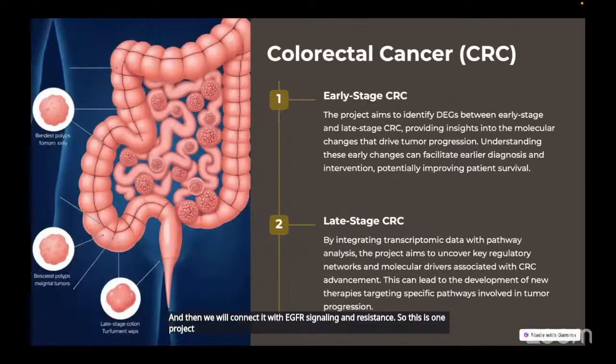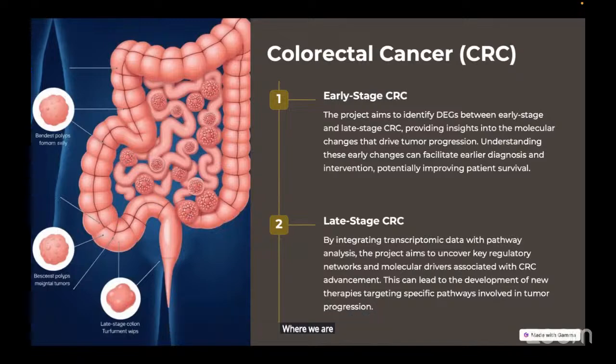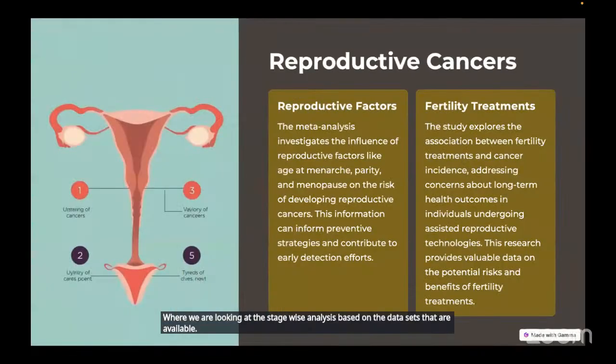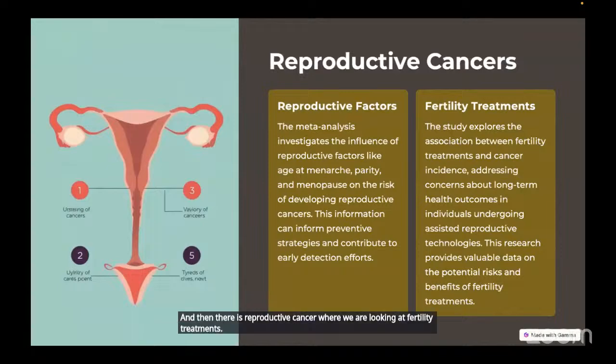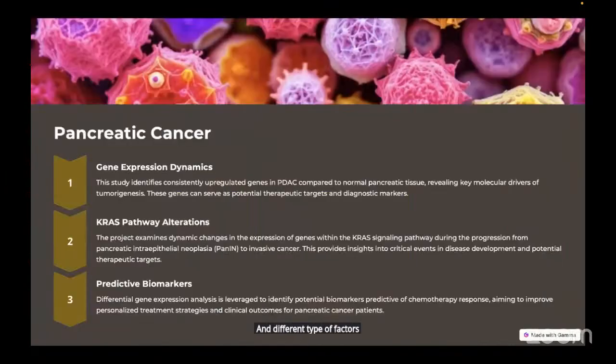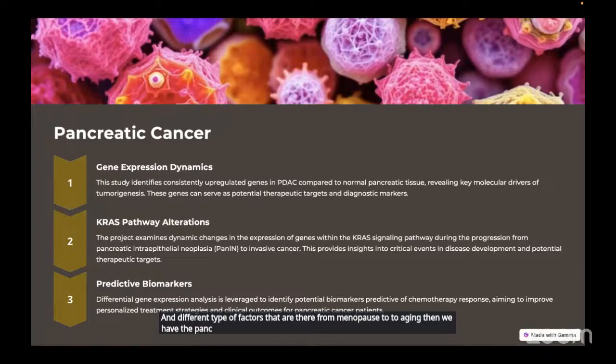And then there is a project on colorectal cancer, where we are looking at the stage-wise analysis based on the data sets that are available. And then there is reproductive cancer, where we are looking at fertility treatments and different types of factors, from menopause to aging. Then we have the pancreatic cancer options, where we are looking at the different pathways that are coming from the upregulated genes from the gene expression analysis.